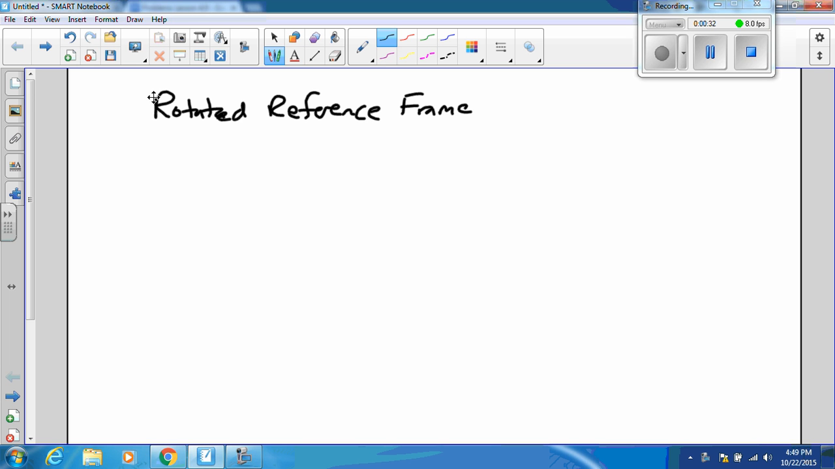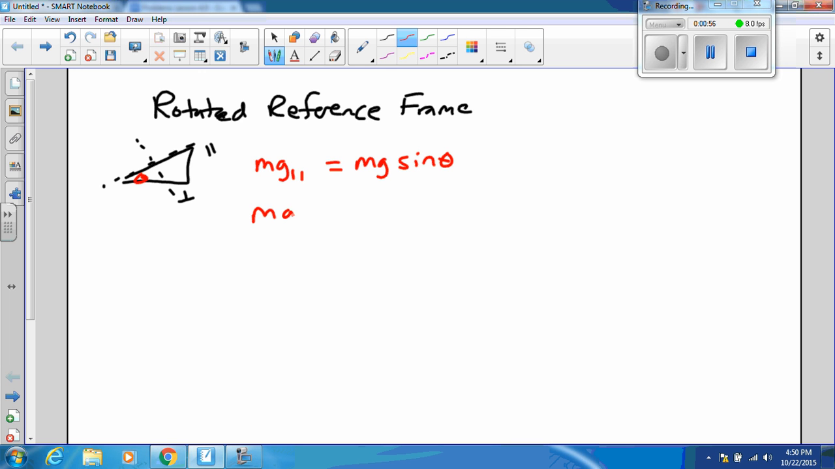And I want to emphasize that when we rotate our reference frame so that the axes are now parallel and perpendicular to the plane that we are on, then it always turns out that the component of gravity that is parallel to the reference frame has magnitude mg sine theta, where theta is the angle of inclination right here, and the component of gravity that is perpendicular to the reference frame has a magnitude of mg cosine theta. And this is without exception. So please make note of this fact.